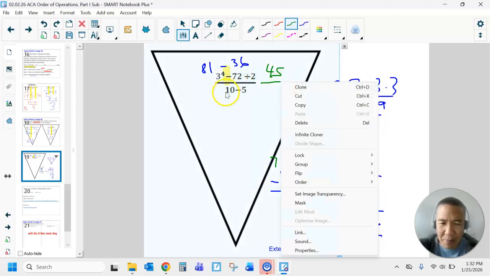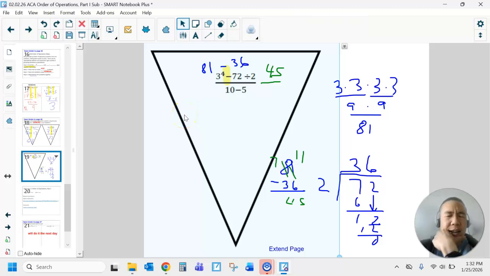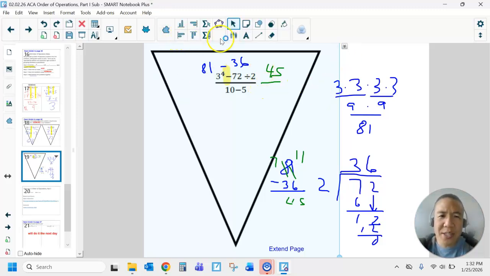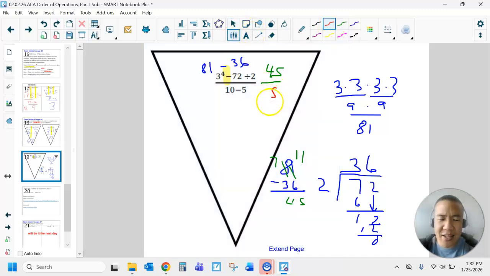Divided by, what is the denominator? 10 take away 5 is 5. So how do you say this as a division problem? 45 divided by 5 groups. 45 divided by 5 is 9.